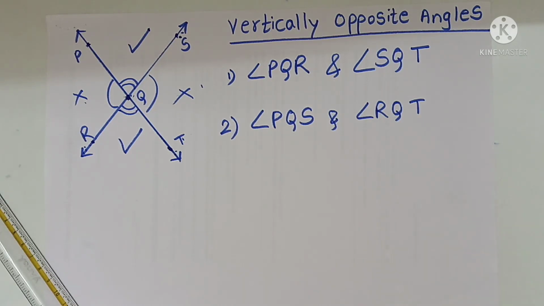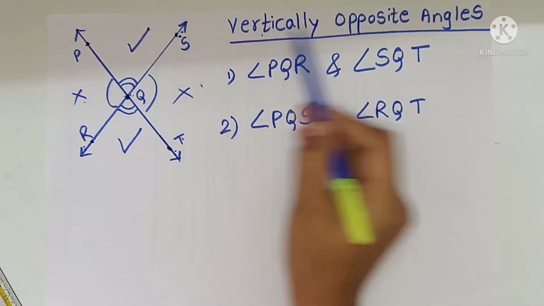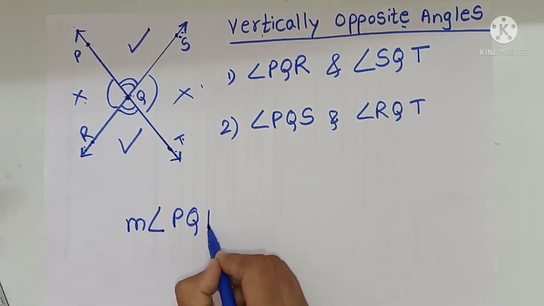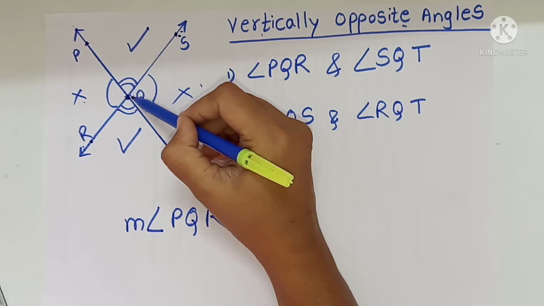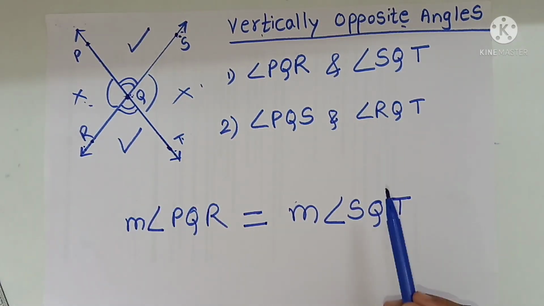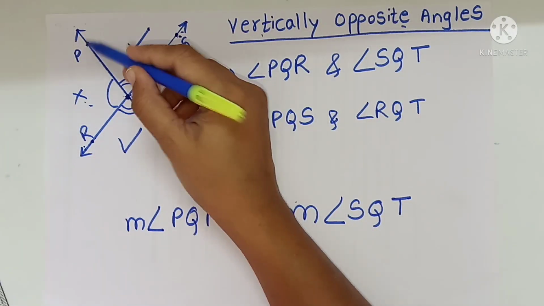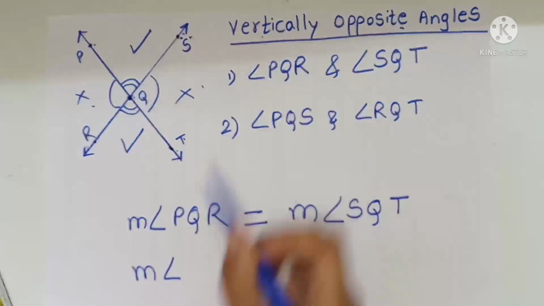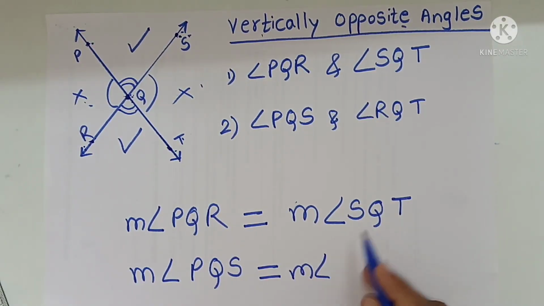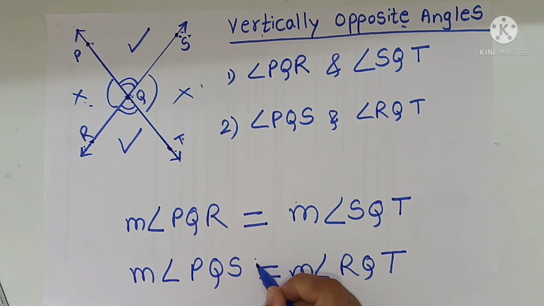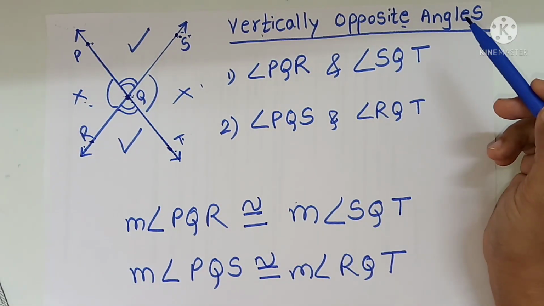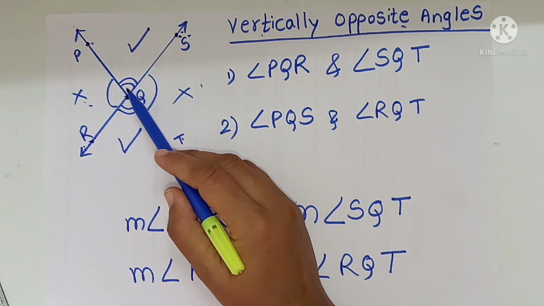The property of vertically opposite angles is that the measure of angle PQR is equal to the measure of angle SQT. And the measure of angle PQS and the measure of angle RQT are equal. That is, they are congruent, equal in measure. Vertically opposite angles formed when two lines intersect are of equal measurement.